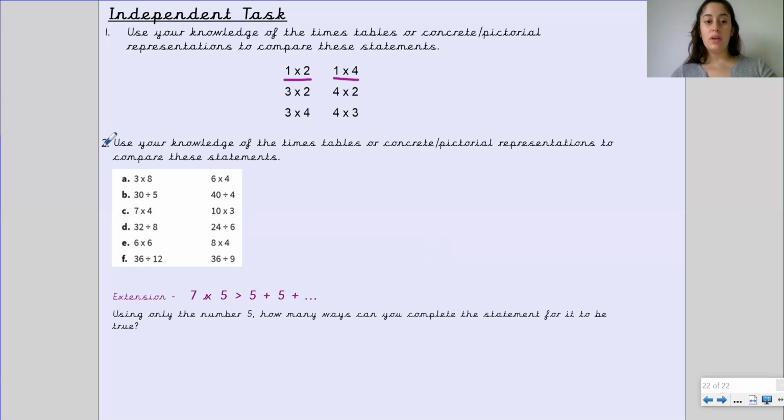Then number 2, we've mixed up some multiplication and division number sentences. So you may want to just start with A, calculate 3 times 8 and 6 times 4. Use your knowledge of your times tables if you are confident with them. If not, then please make sure that you use pictorial representations to help you. And compare the statements in A, then move on to B, compare these two, and so on. And if you are up for it, then have a go at completing your extension.